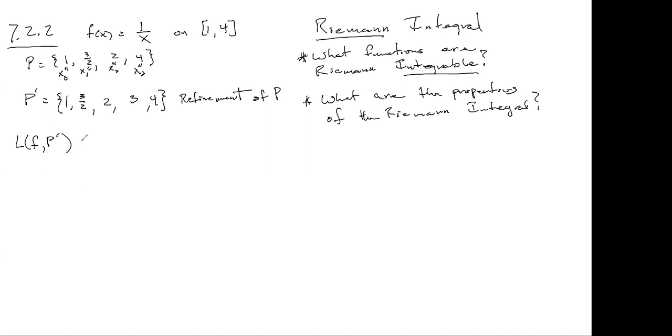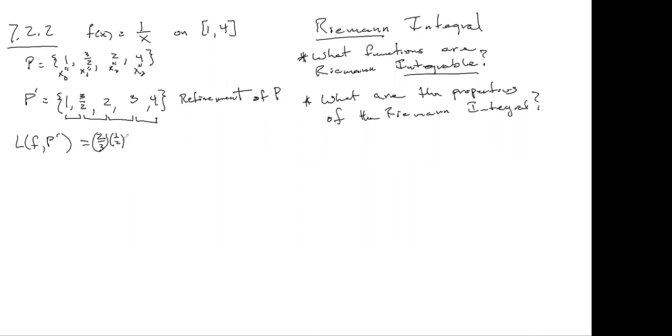And so when we go to calculate the lower sum relative to this new partition P prime, that's going to be our sum. We take the infimum over the first. Our subintervals are from 1 to 3 halves, from 3 halves to 2, from 2 to 3, and from 3 to 4. On the first subinterval from 1 to 3 halves, the infimum is 2/3.